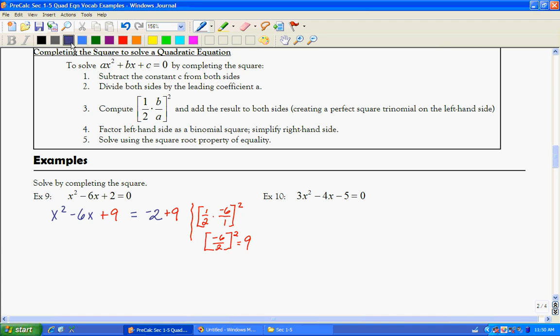Now we end up with a perfect square trinomial on the left that factors as a binomial square. So we have a real quick shortcut for that. Square root the first term, which is x, square root the last term, which is 3, and then the sign of the middle term, and then a squaring of that binomial. Our right side is equal to +7.